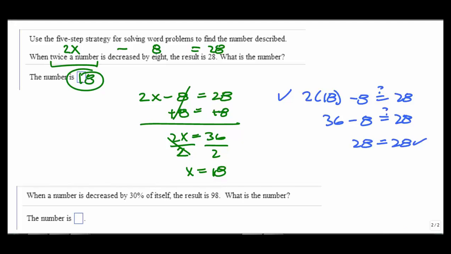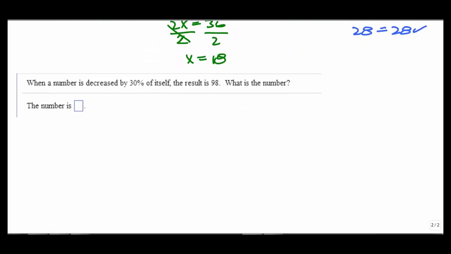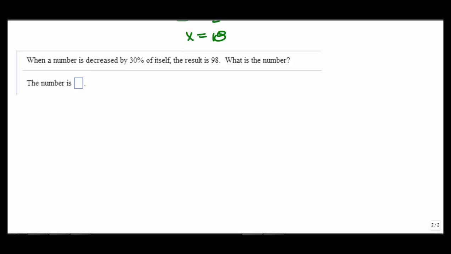The next problem is going to be similar to the one we just worked. We have to write an equation to make this go. It says when a number, so again, when a number means our unknown number, is decreased by a subtraction, 30% of itself. So 30% I could represent as 30 over 100, and I need 30% of itself. The result is 98. So here I have an equation, x minus 30 over 100 times x equals 98.